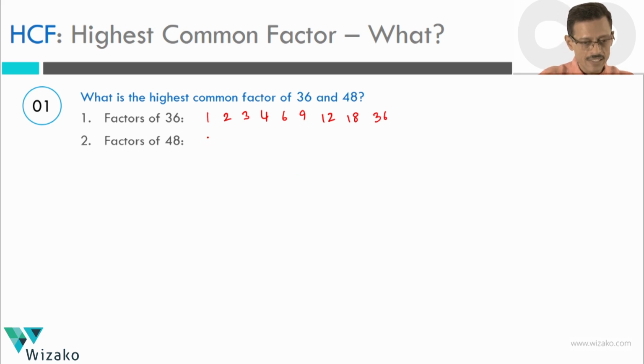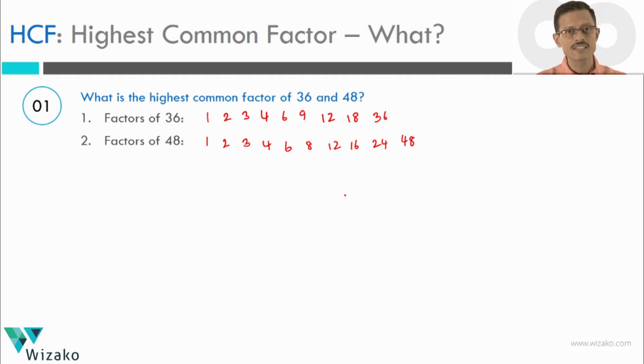Similarly, for 48, if it is 1, it's going to be 48. 2 is a factor of 48, so will 24 be. 3 is a factor of 48, so will 16 be. 4 is a factor of 48, so will 12 be. 6 is a factor of 48, so will 8 be. So these are all the factors of 48.